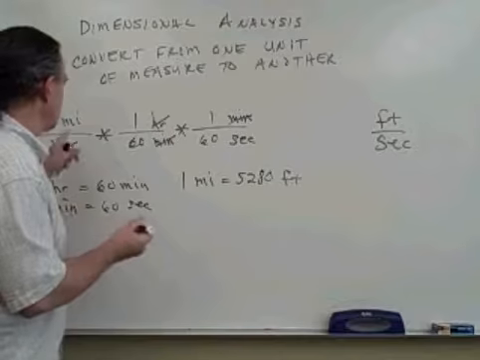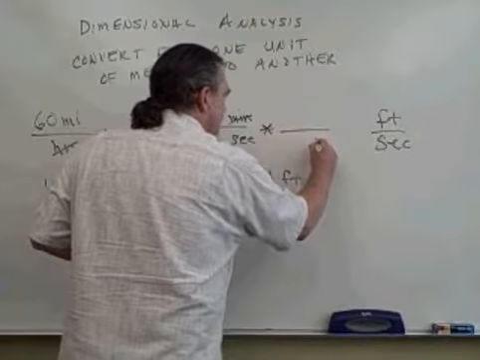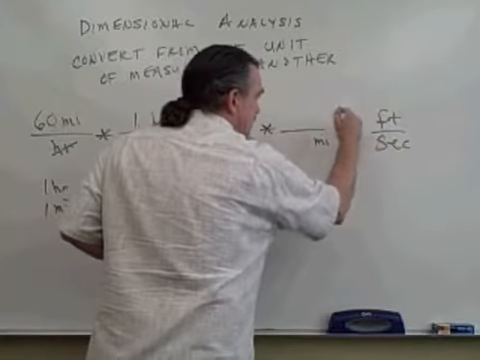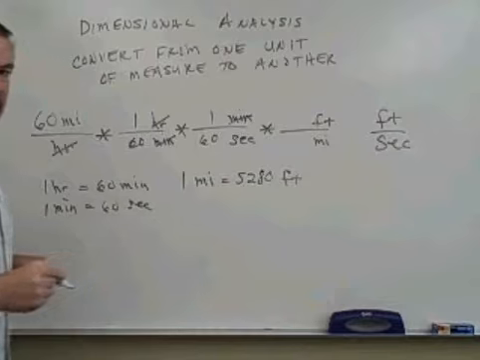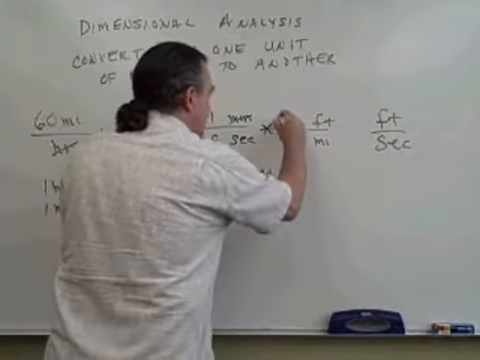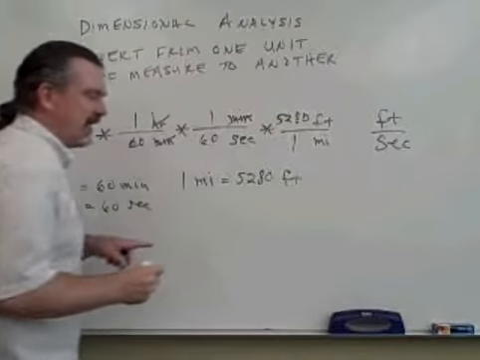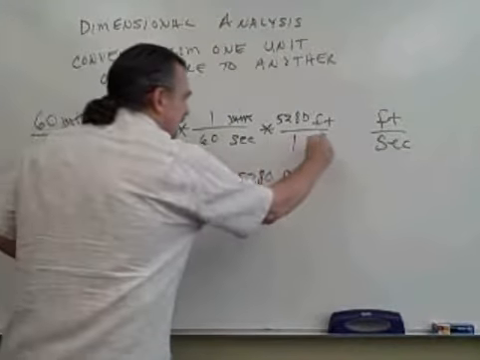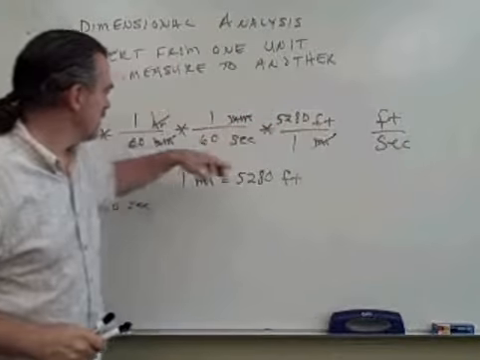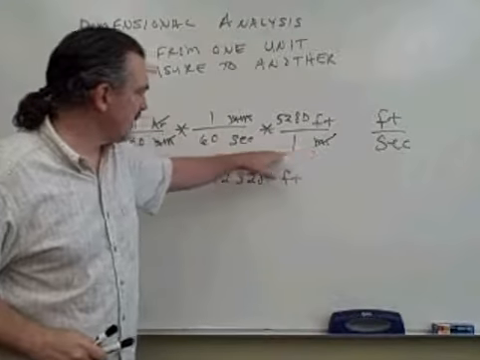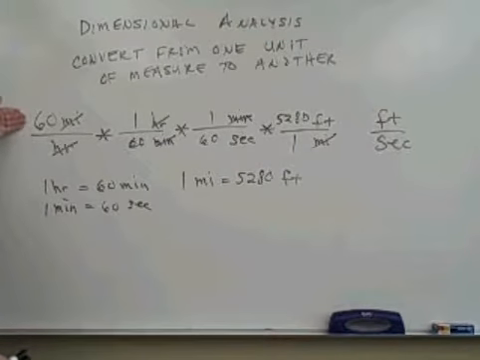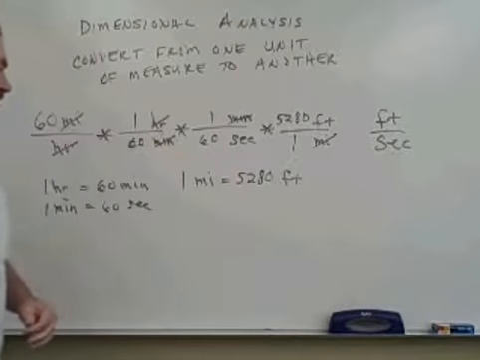So we want miles to disappear, so we need to have miles in the denominator of our conversion fraction. We want feet to end up in the numerator, so feet will have to be in the numerator of that conversion fraction. And 1 goes with mile when 5,280 goes with feet. So the miles will cancel, and look at the dimension we have left here in the numerator, it's feet. Look at the dimension we have left here in the denominator, it's seconds, which is the rate that we wanted, feet per second. If you're going 60 miles per hour, how many feet per second is that?